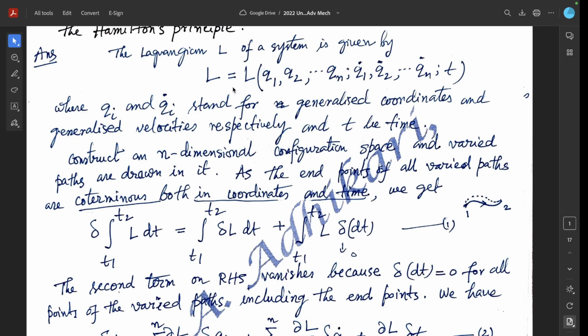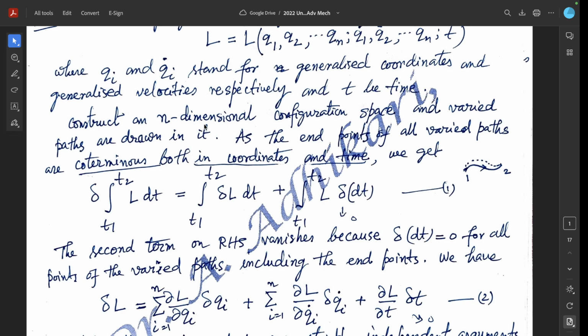The Lagrangian L of the system is given by L as a function of q1, q2, ..., qn, q1 dot, q2 dot, ..., qn dot, and t. Qi and qi dot stand for generalized coordinates and generalized velocities respectively, and t is time. Construct an n-dimensional configuration space and draw varied paths in it, as the endpoints of all varied paths are coterminous, both in coordinates and time. This dotted line is the varied path, and this is the actual path. These are the coterminous points 1 and 2, so path coordinates and time are the same.